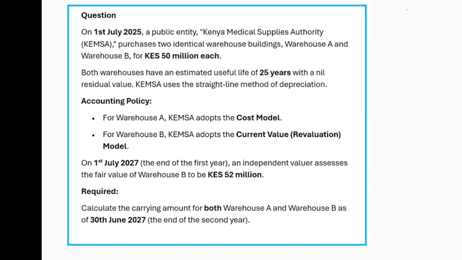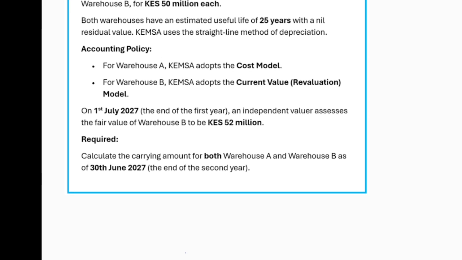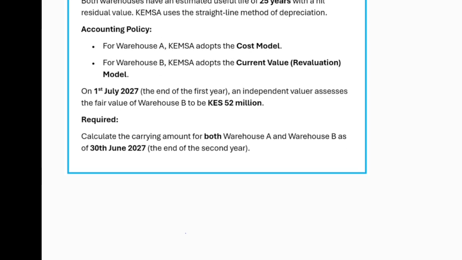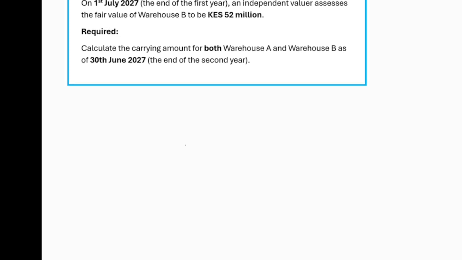So on 1st July, at the end of year one or at the beginning of year two, the valuer assesses the value of warehouse B at 2 million. Required: calculate the carrying amount for both warehouse A and warehouse B as of 30th June 2027. So what we will start with is warehouse A, since we are dealing with cost model.